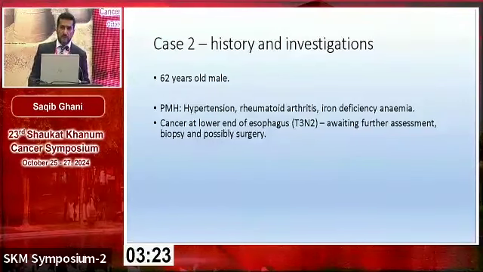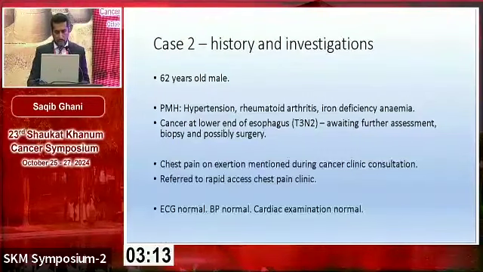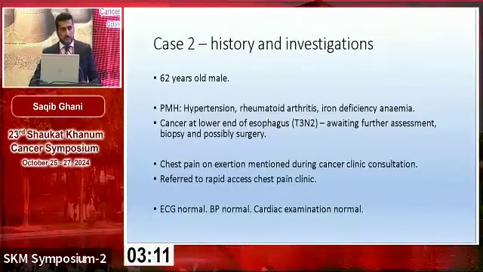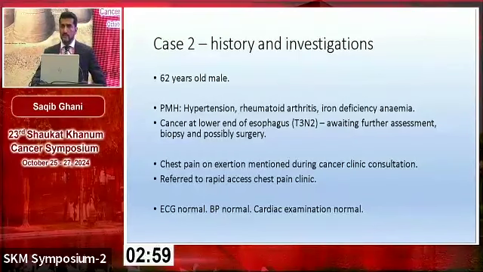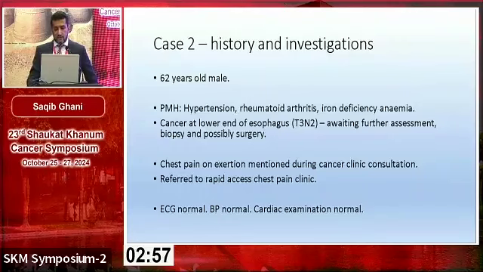And this is when he mentioned, I think to the surgeon or the gastroenterologist, that he's got chest pain. Now that chest pain could have been put down to esophageal symptoms, dysphagia, very easily. But that's where the referral came through to our department, and he came via the rapid access chest pain clinic. His ECG was normal, blood pressure was normal, examination was normal. Now, how to investigate him? He's got risk factors for coronary disease, and he has cancer, which they need to treat pretty soon.